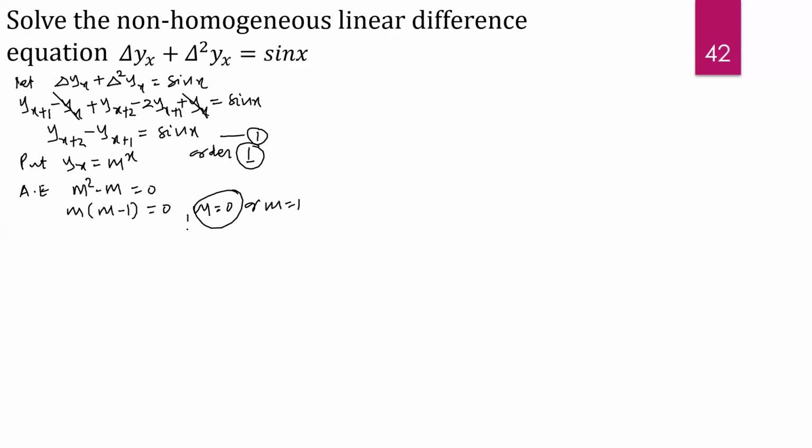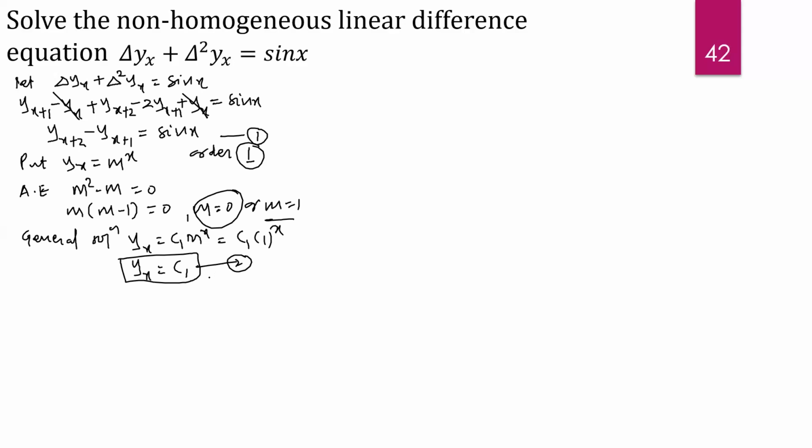m is equal to 0 is not possible, otherwise the solution becomes trivial. Nothing to prove here. So we consider m is equal to 1 because the order is 1, so it has only one root and one constant. Then the general solution is y_x is equal to c1 m raised to x, that is c1 times 1 raised to x, that is simply c1. Say equation number 2.